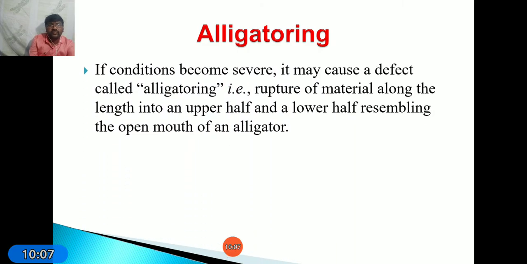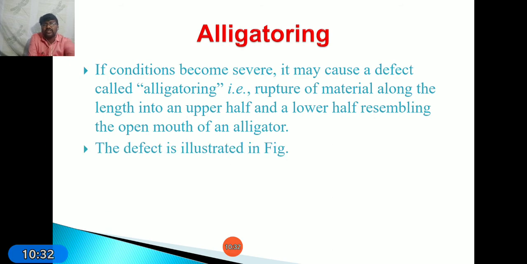If the condition becomes severe, what happens? It may cause a defect called alligatoring, that is, rupture of the material along the length into a lower half and an upper half. Like the open mouth of an alligator, it will be layered in the top and bottom surfaces. The defect is shown in the figure.